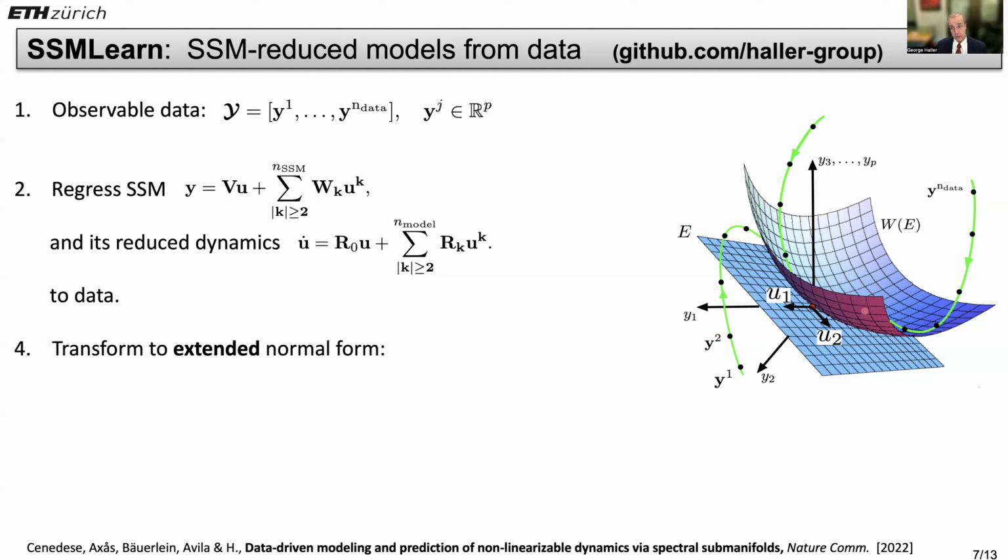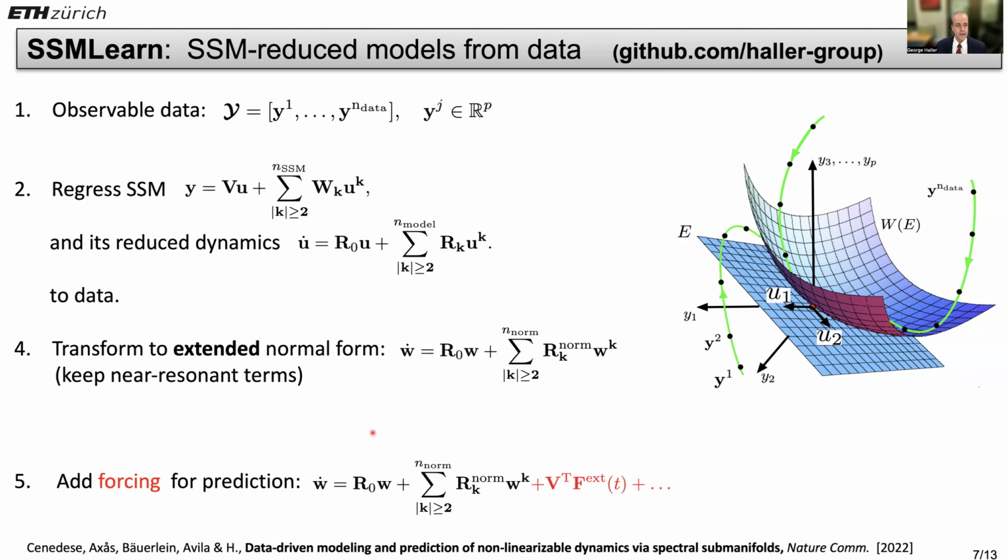Once you have the reduced dynamics from this, then we generally apply a normal form transformation, which simplifies the reduced dynamics. It's an extended normal form transformation, which means we don't transform out everything we could, because we also keep the terms that are near resonant. That enables us to deal with nonlinearities. We don't seek to linearize on this manifold. And finally, we can add forcing for prediction, the leading order forcing.